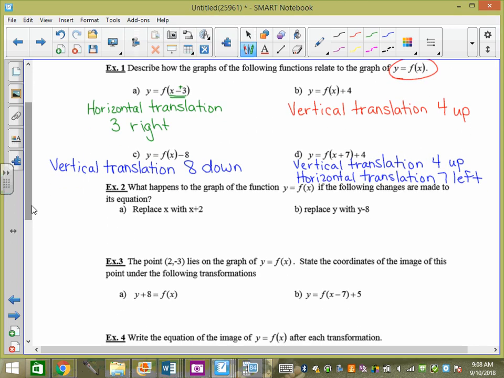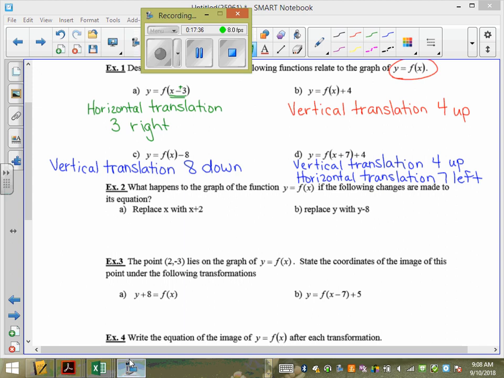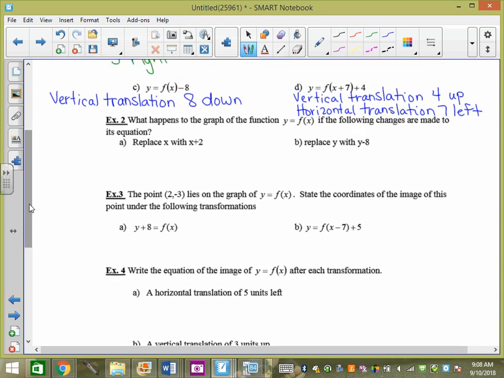Example 2. What happens to the graph of the function y equals f of x, that's your original, if the following changes are made to the equation? They want you to take the x, grab it, huck it out, and replace it with x plus 2. So we're going to go y equals f, and instead of having an x, I'm physically ripping that x off the paper, throwing it across the room like a football, and replacing it with x plus 2. So I'm not going to have 2 x's in there. That's what replace means, right?